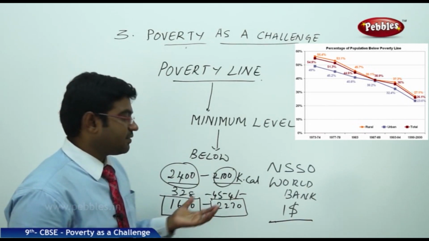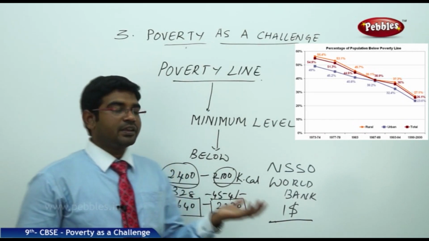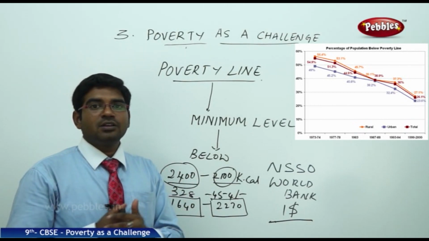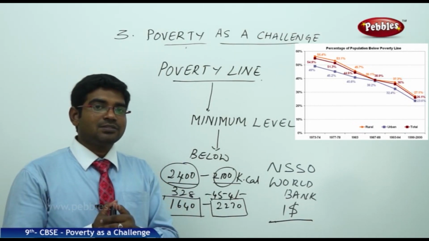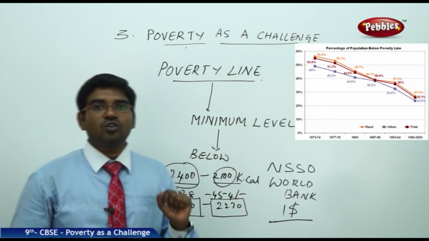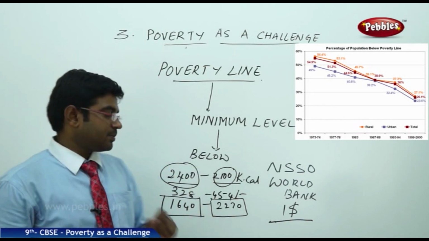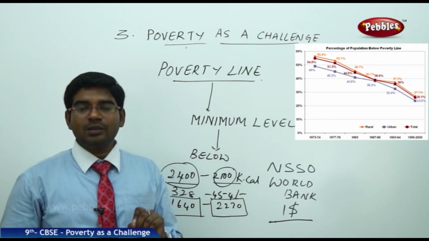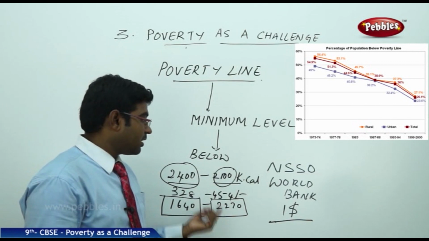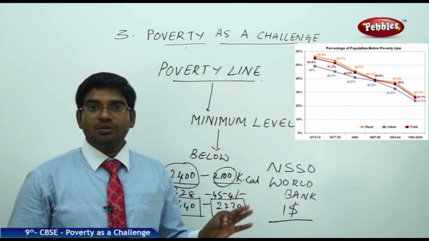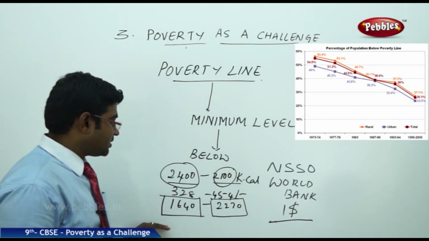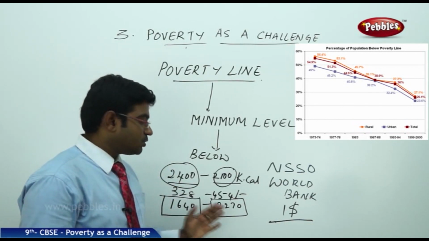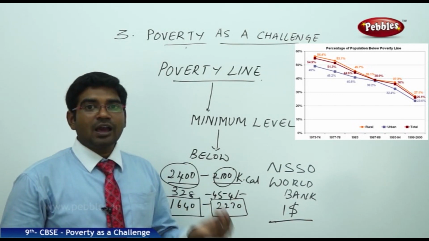As per the statistics given in the year 2000, 2400 kilocalories of energy are required for the people living in rural areas, whereas 2100 kilocalories in the urban areas. 328 is the minimum requirement of amount for every individual in the rural areas. 454 is the minimum in the urban areas. 1640 for every 5 members in the rural area families, and 2270 is for the urban areas.